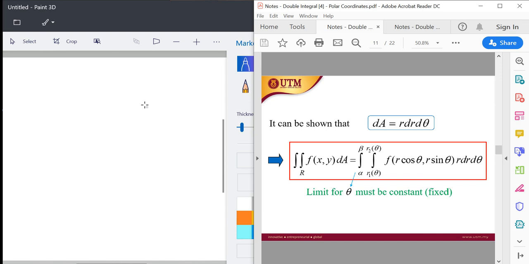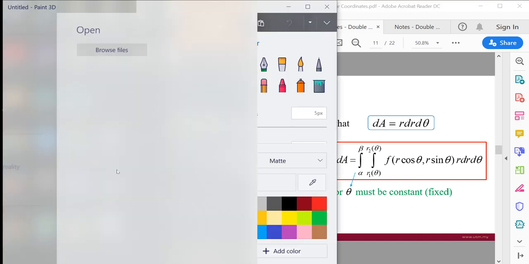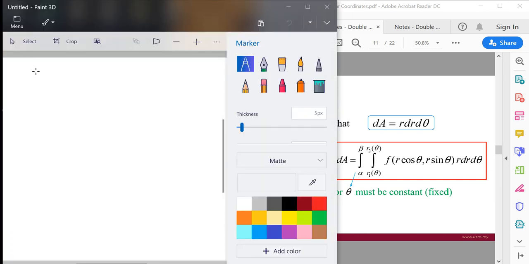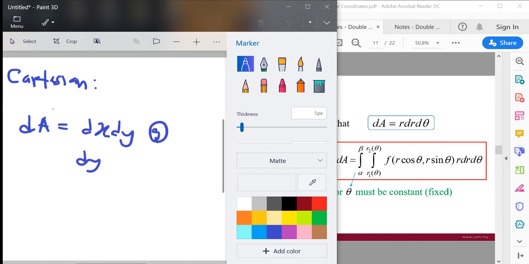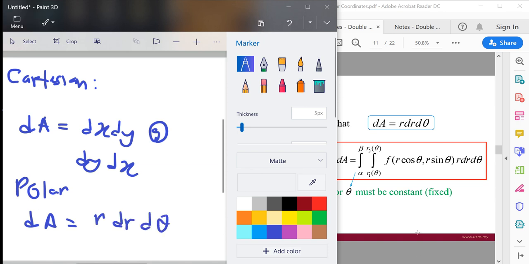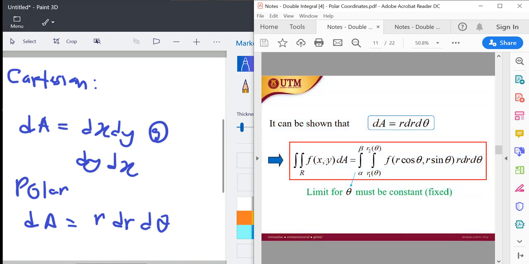If we take a look, previously for Cartesian, dA basically represents dx dy or dy dx, right? For polar, dA represents r dr d theta. So from Cartesian we can convert into polar coordinates. Don't forget we have r here: r dr d theta.